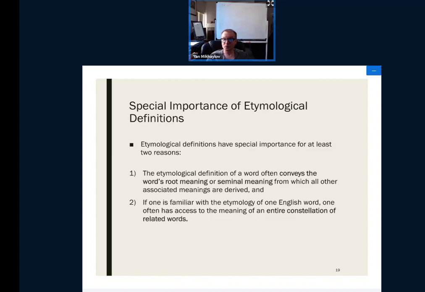It helps you to understand because it gives you kind of this root meaning. What did the word mean before? And it helps you understand the word better. And it also gives you a constellation of words which are related to it. And sometimes you'd be surprised how many seemingly different words come from the same root.